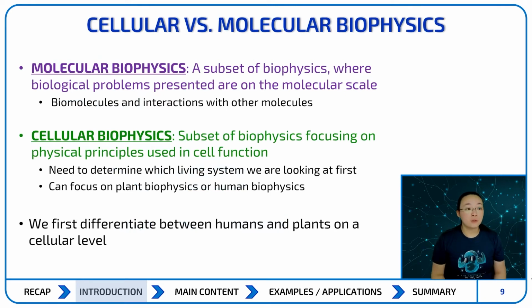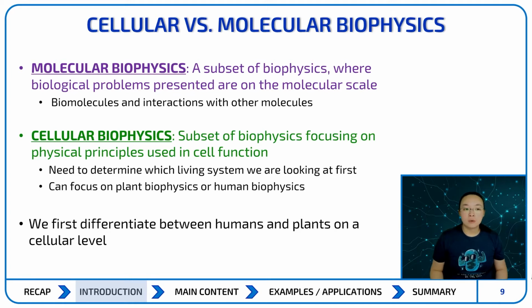Okay, so first an overview of the difference between the two types of biophysics, cellular and molecular. We're going to start off with the smaller version, the molecular biophysics. It's a subset of biophysics where biological problems presented are on the molecular scale. So we are just going to focus on interactions of biomolecules with other molecules, and of course how those biomolecules form as well. With cellular biophysics, we focus on the physical principles used in cell function.